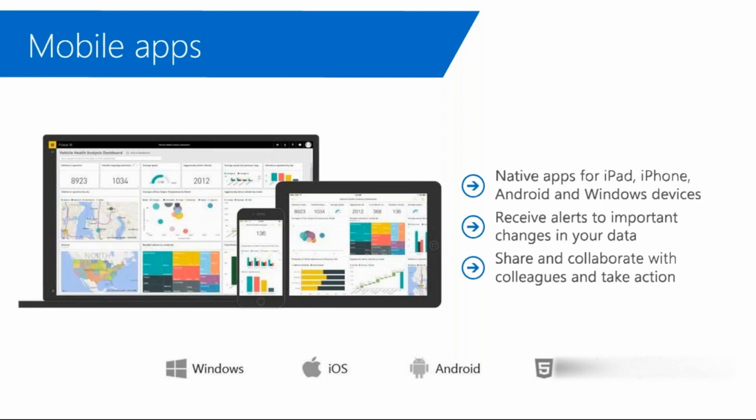So the mobile operating systems supported are Windows, iOS, Android, and HTML5. If you have an iPhone, you can install the app and give the username and password, then you can access the reports. Here you can see the mobile view, this is the tab view, and this is the laptop or PC view.